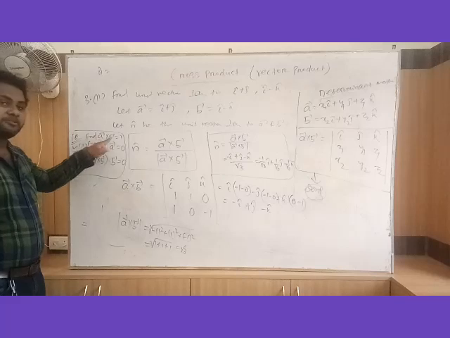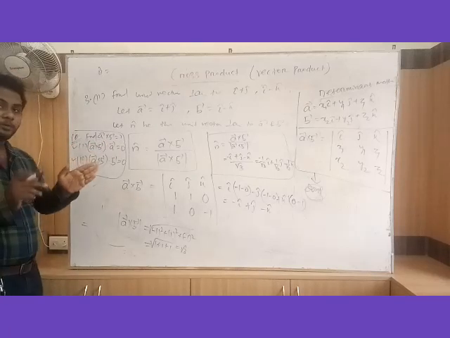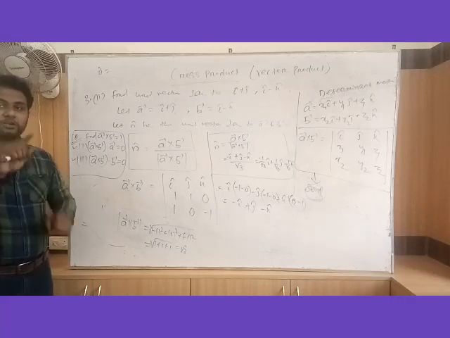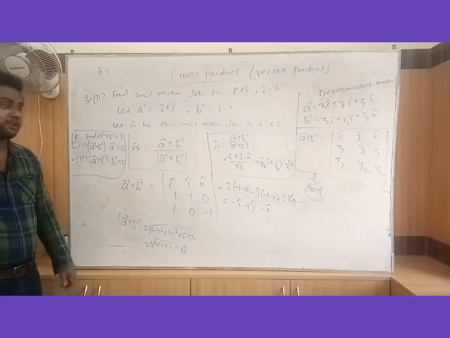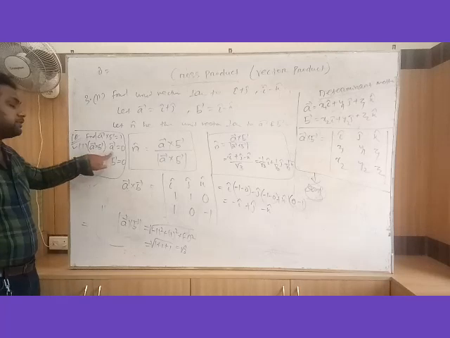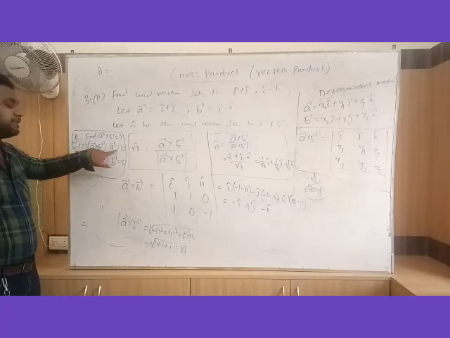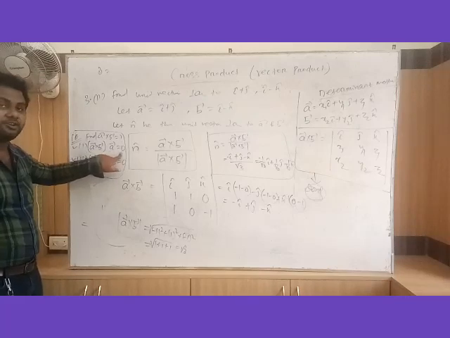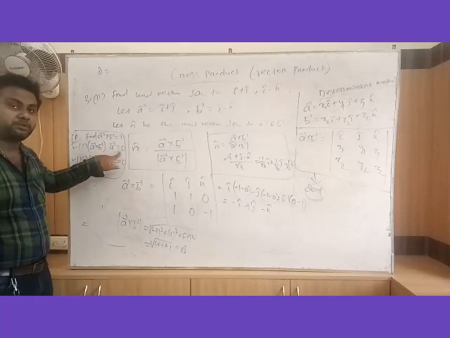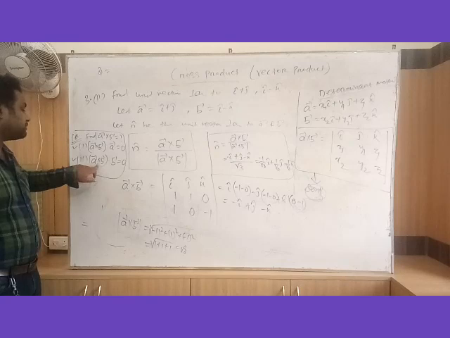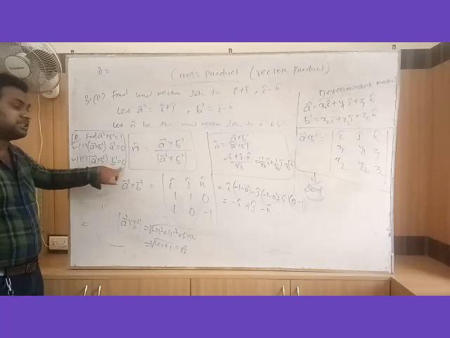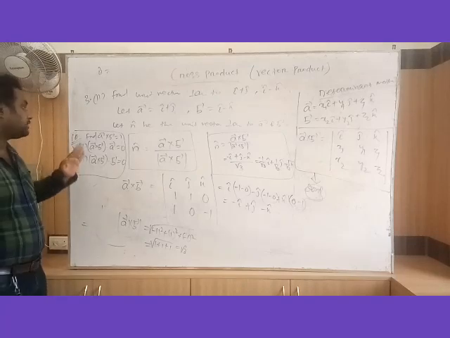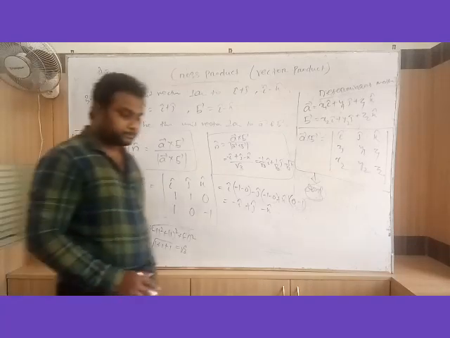First find A cross B vector. Then you have to prove A cross B is perpendicular to A vector. We know two vectors are perpendicular if the dot product between them becomes 0. So A cross B is perpendicular to A vector if A cross B dot A equals 0, so you have to first find A cross B dot A. If the answer is 0, then A cross B is perpendicular to A vector. You have to find A cross B dot B. If the answer becomes 0, then A cross B is perpendicular to B vector. So this is question number 10.